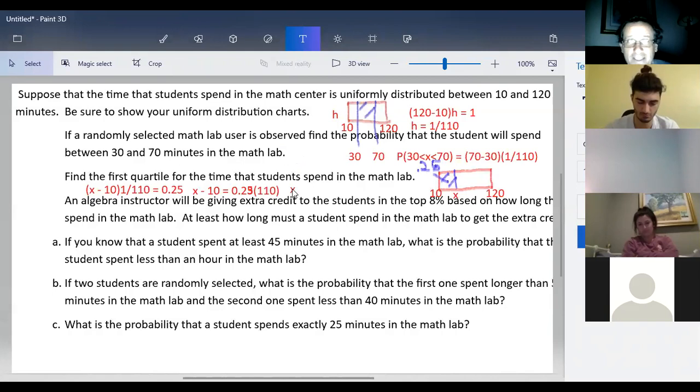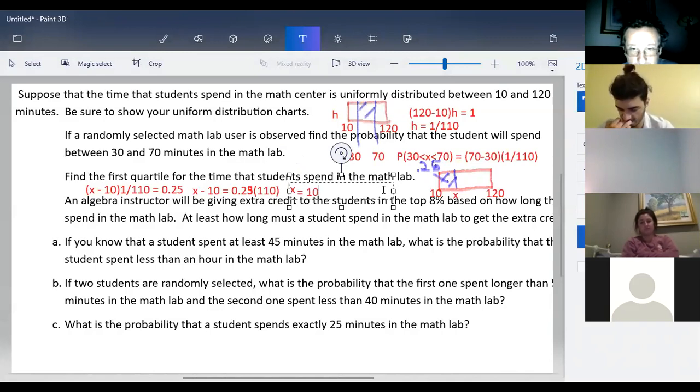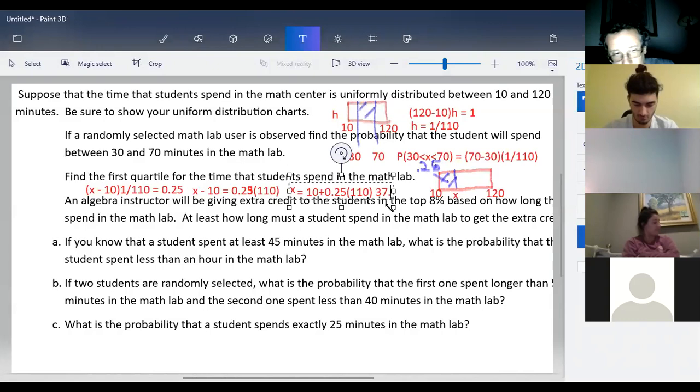Yeah, it's kind of a 5-ish. Okay, so that tells us that x is equal to 10 plus 0.25 times 110. And I want to remind you, you always are allowed to have a calculator. Calculator doesn't do the thinking for you, but this is the kind of stuff you can throw in a calculator. What do you get? 37 and a half? That's what I got. Yeah, I could do it in my head and double check with you guys.